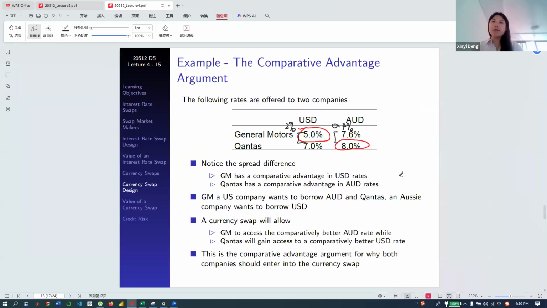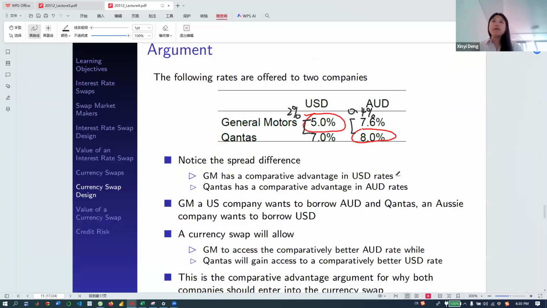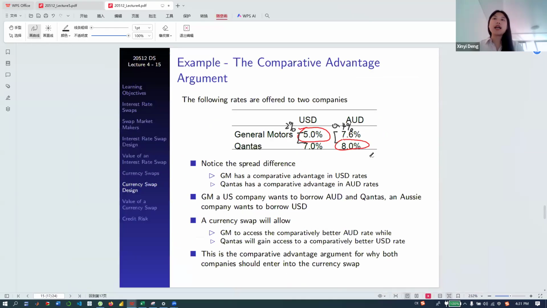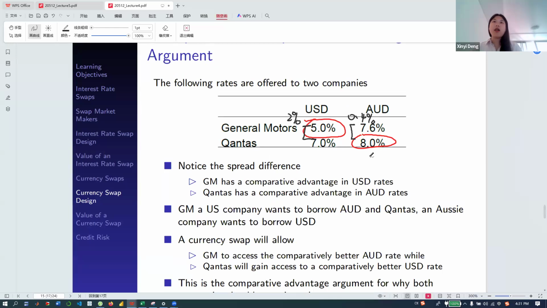So in that currency swap, effectively, although General Motors desires AUD, they will borrow USD at first. And although Qantas desires USD, they are going to borrow AUD at first. And then they are going to exchange cash flows between each other. Therefore, we can calculate the total cost of borrowing with and without the swap.